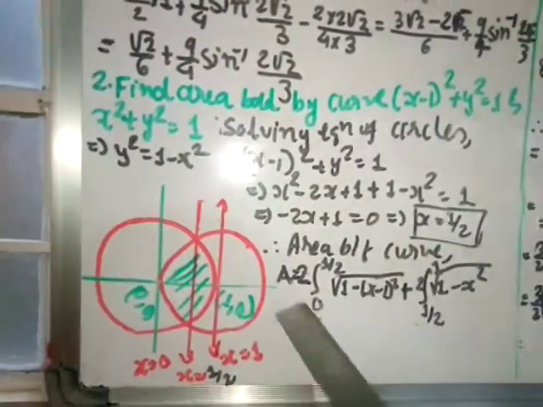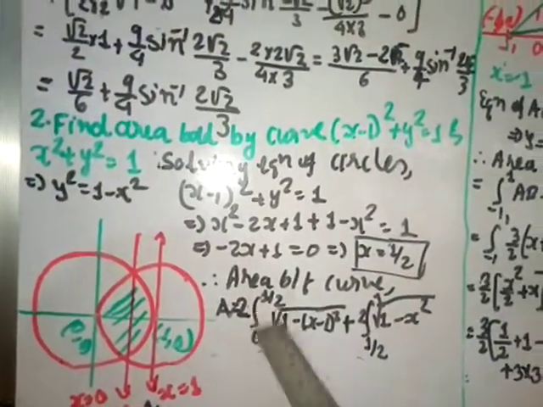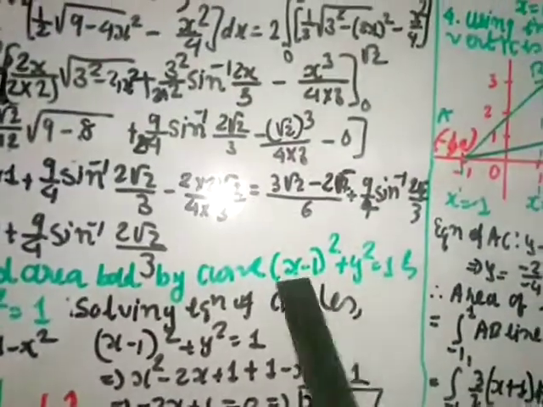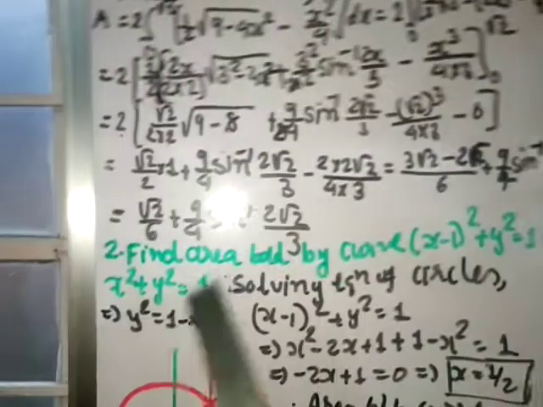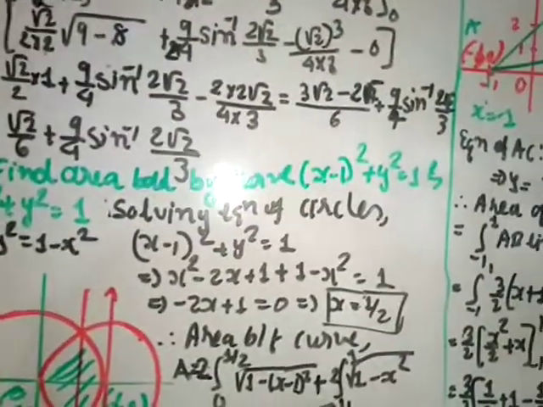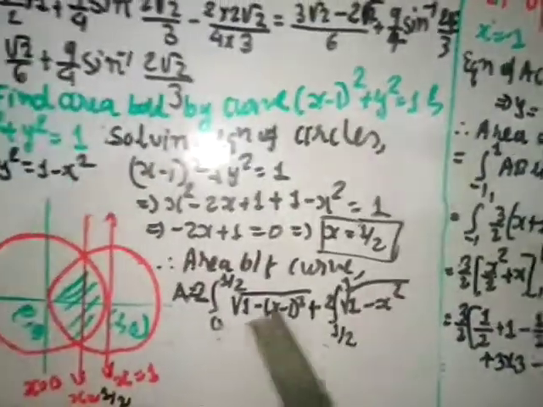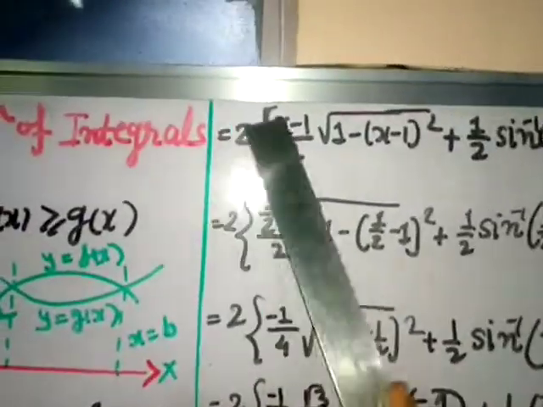So these 2 times. A is equal to 2 integral 0 to 1 by 2 square root of 1 minus x minus 1 whole square. From this equation the y value, and from this equation also the y value. So plus 2 times integral 1 by 2 to 1 square root of 1 minus x square. Again I am using the same formula which I have written here. So I am using it directly. From both I have this 2, both 2 I have taken out.